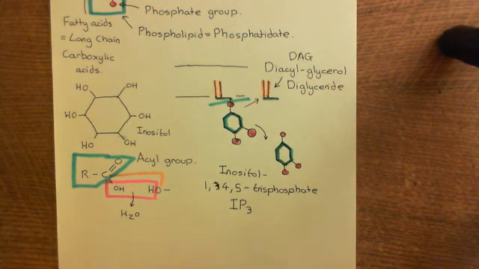Now, in this pathway, we're not actually going to be interested in the diacylglycerol. We're going to be interested in the production of IP3, because this is going to go and act on IP3 receptors in the membrane of the endoplasmic reticulum, and it's going to cause the release of calcium from the intracellular stores. And we'll continue this discussion in the next video.